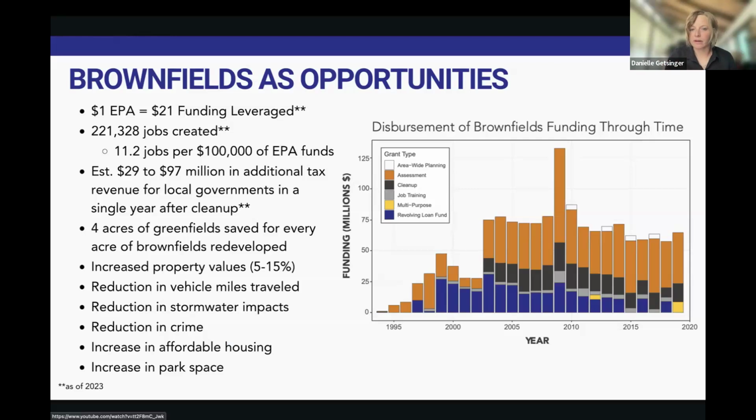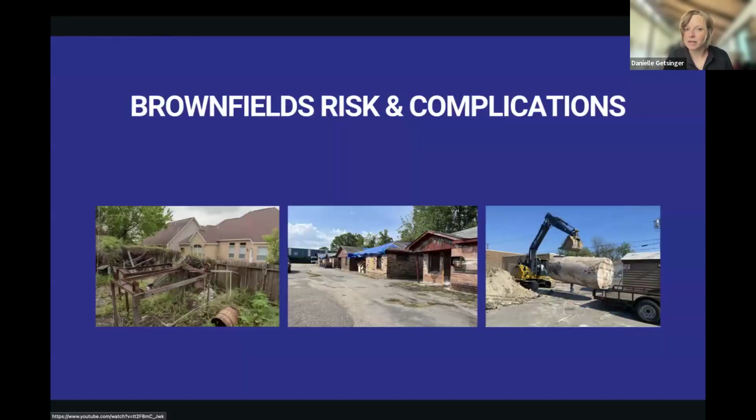So we know that for every dollar spent, we are leveraging at least $21 in additional funding invested back into communities. So I don't need to read this slide. I think that you covered that on the last webinar. And for time's sake, we'll move into what the risks and complications are.